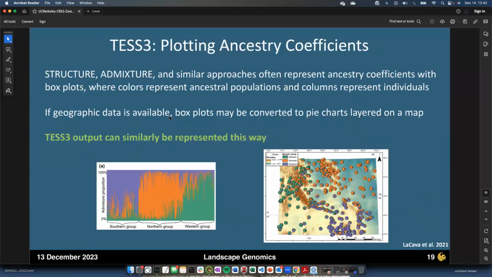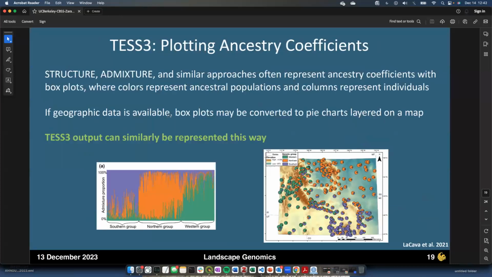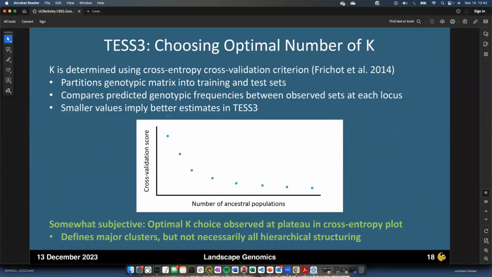But I think right now is a good time to just pause, while that finishes up, for questions. So up to this point, what questions do you have about running TESS through R or assessing the optimal number of K populations?